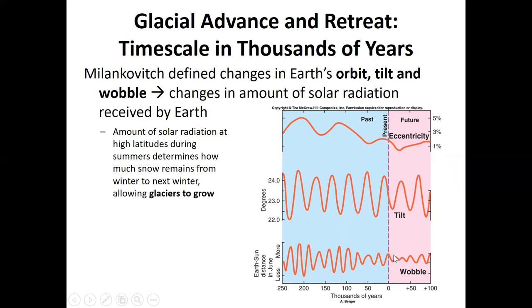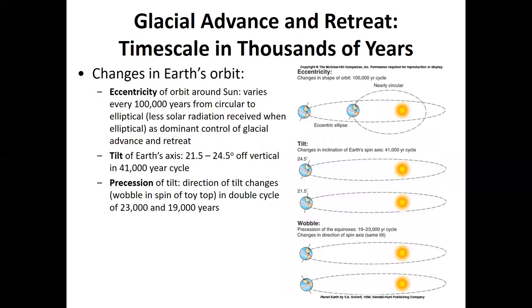So you see here, this is the eccentricity. This is a very eccentric orbit. This is a less eccentric, more circular orbit. Obviously, the more eccentric the orbit, there are periods of time where it's further from the sun, so it receives less solar radiation, which corresponds to cooler climates. If it's less eccentric, it's closer to the sun for more time, so it would receive more solar radiation, and so it would be warmer.